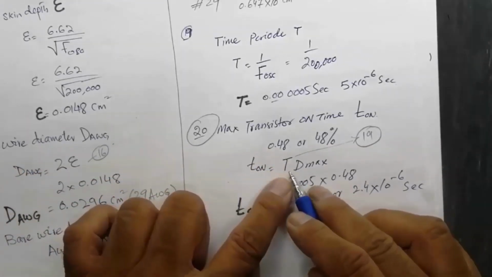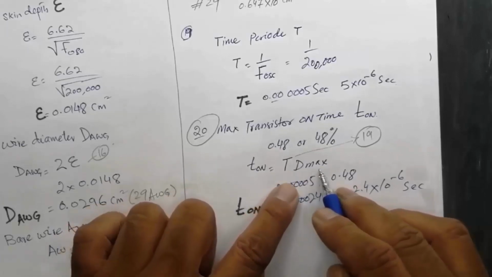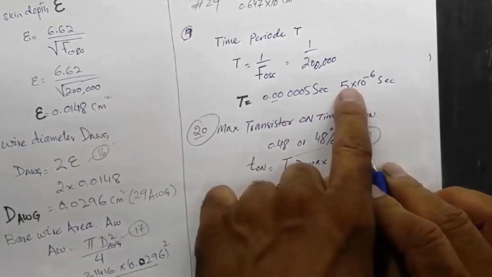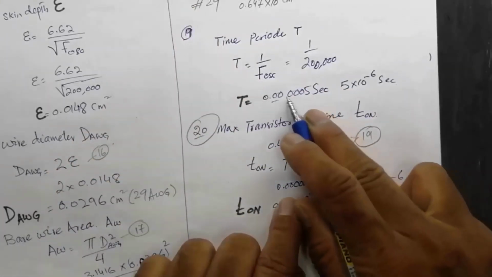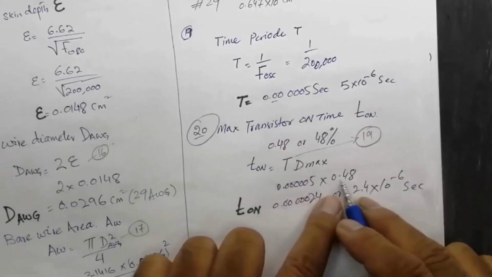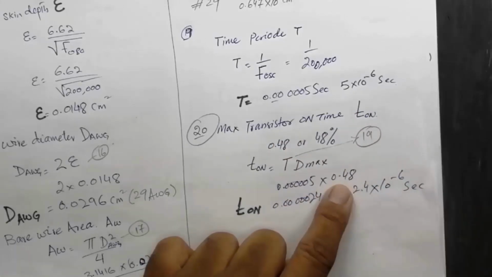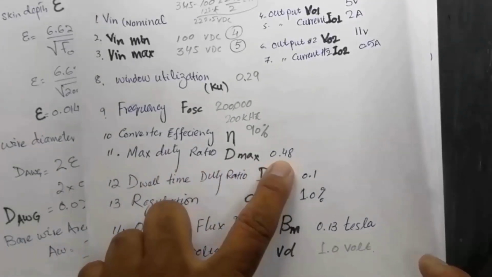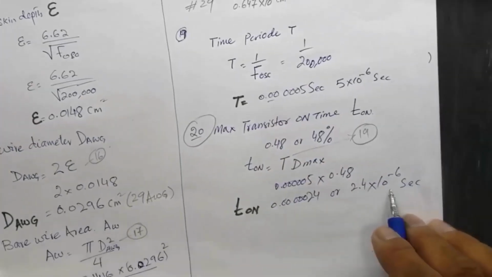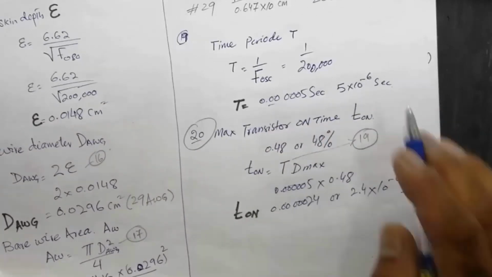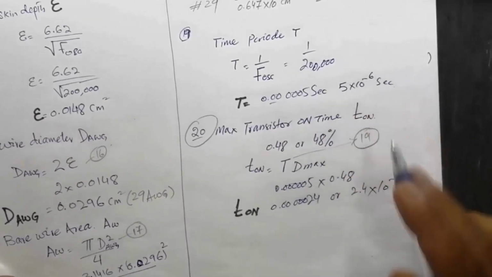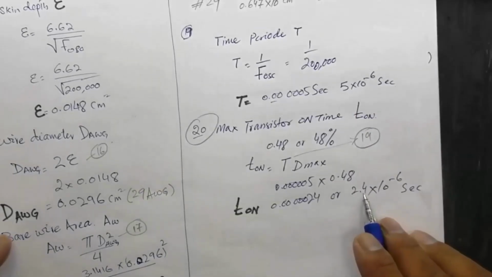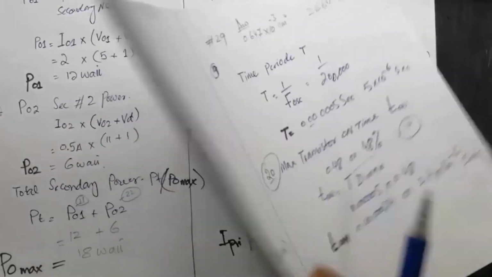T on is equal to T D max. T we calculated in step number 19. This is step number 19, 5 microsecond. This is 0.00005 and multiply it by 0.48. D max, maximum duty cycle, is 2.4 microsecond. Total time is 5 microsecond, and out of 5 microsecond our transistor will be in on condition for 2.4 microseconds.